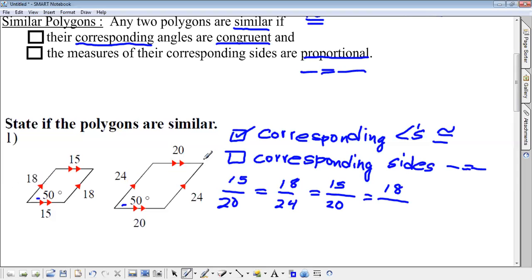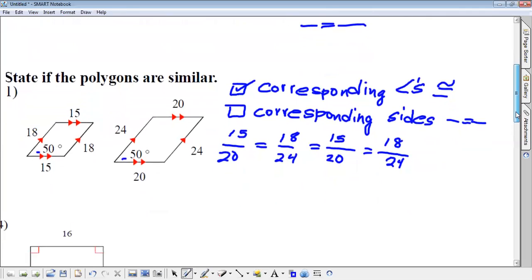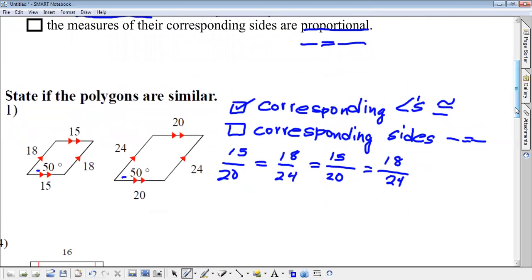This 18 corresponds to what side over here? 24. Now, the question is: is this fraction equal to this one? Well, the way you look at it, all the numbers are different, so probably they're not the same, right? But here's the way you have to do it.